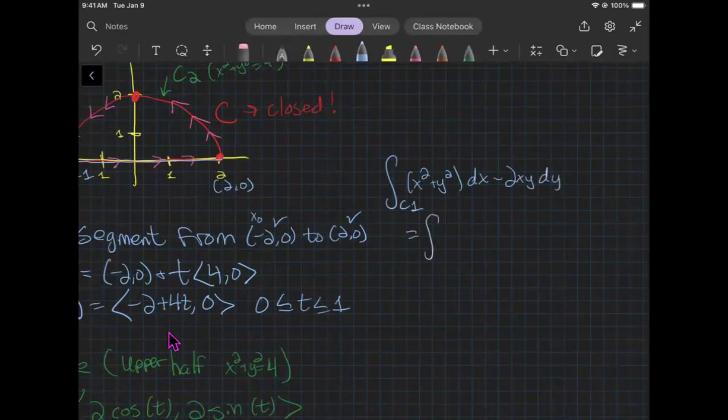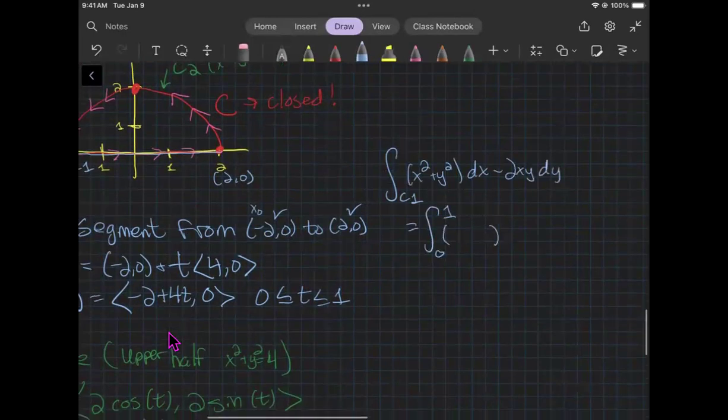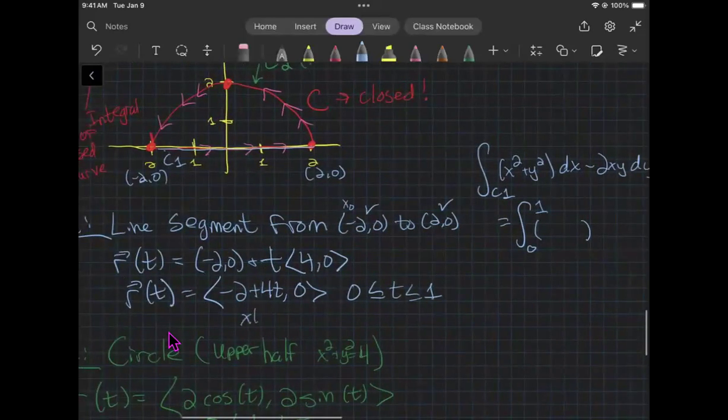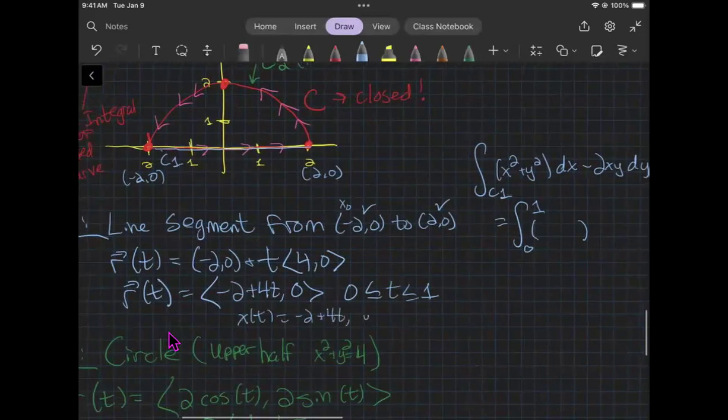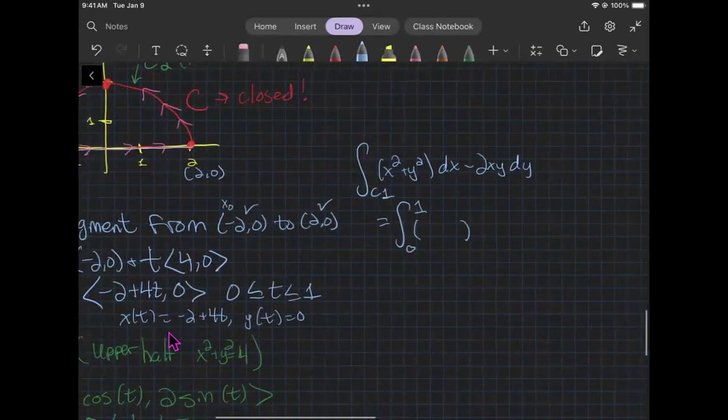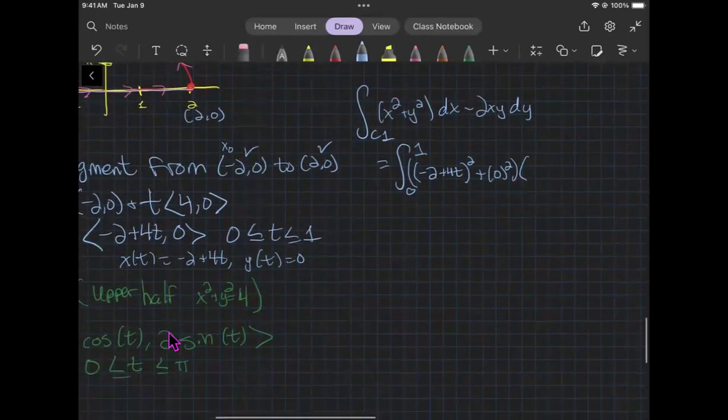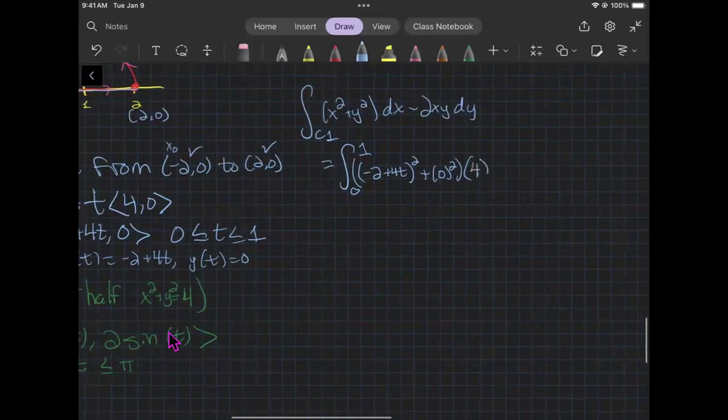So this equals the integral from 0 to 1. x of t is minus 2 plus 4t, and y of t is 0. Pretty straightforward. So x squared would be x of t squared, that's (minus 2 plus 4t) squared, plus y squared, that's plus 0 squared, times dx/dt. In this case, it's times 4.